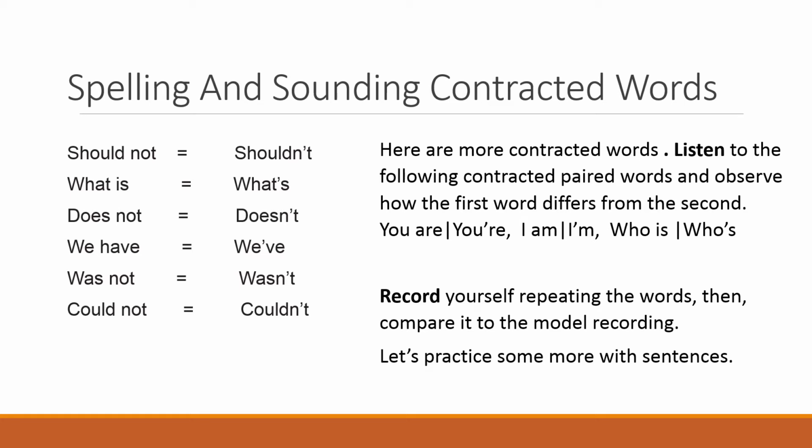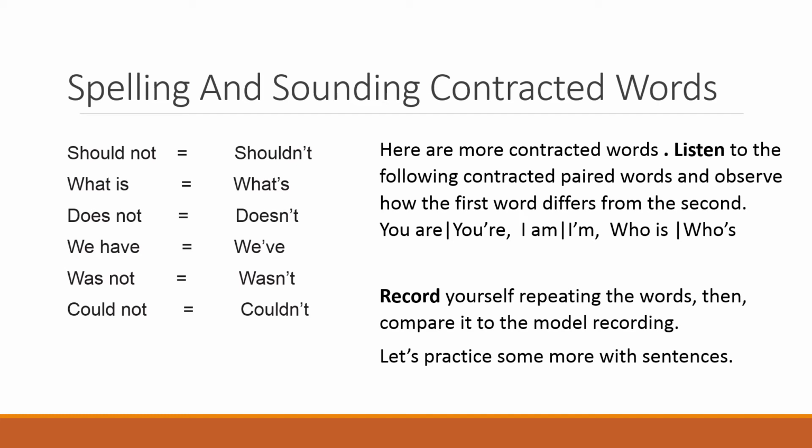Now let's begin. Should not, in contracted form, should be spelled S-H-O-U-L-D-N apostrophe T. Whereas what is is W-H-A-T apostrophe S. Doesn't, D-O-E-S-N apostrophe T. With we have, W-E apostrophe V-E. Wasn't, W-A-S-N apostrophe T. Couldn't, C-O-U-L-D-N apostrophe T. You see, it's quite easy.